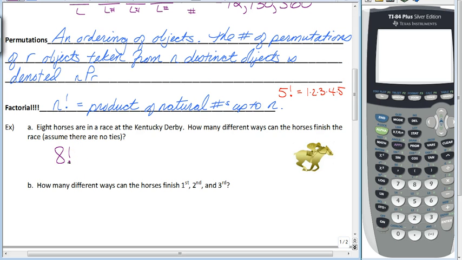Why? Well, while they're racing, you have 8 choices for the first horse to come in first place. But once that first place horse finishes, there are only 7 horses left in the race, so only 7 horses racing for the second place position. And then we keep on going all the way down to 1, or as we have just said, 8 factorial, which you just use your calculator for.